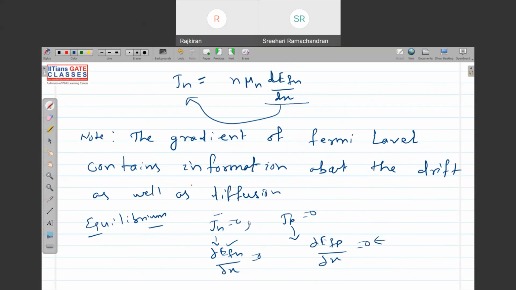Suppose this is for equilibrium. In equilibrium, what I got is the Fermi level is constant, right? Because Fermi level is constant, the current is also 0. The current is nothing but the gradient of the Fermi level. Since at equilibrium the gradient equals 0, at equilibrium the Fermi level is constant throughout the device. Clear?